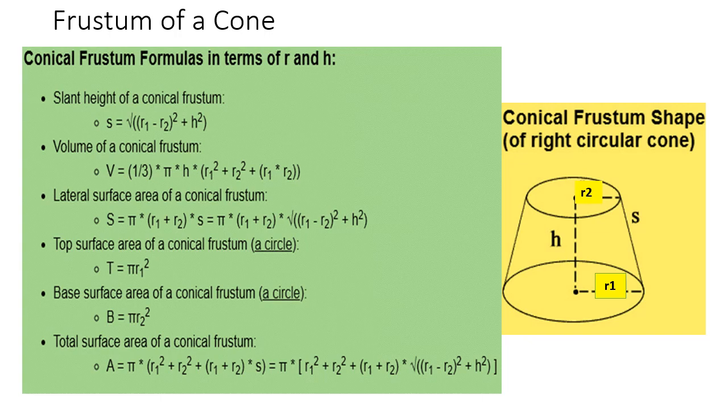Frustum of a cone. So we have several formulas on a conical frustum in terms of R and H. This one refers to slant height, then the volume, the lateral surface area of a conical frustum, top surface area, base surface area, and of course total surface area of a conical frustum.